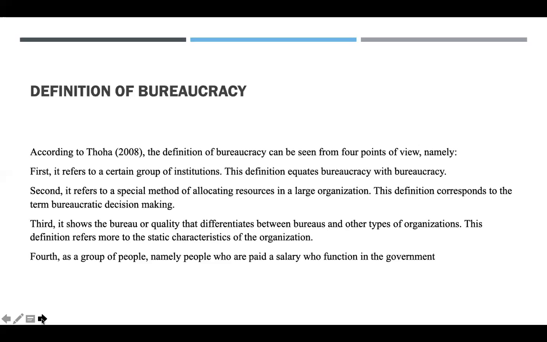So based on Toha, the scholar who tries to determine the point of bureaucracy, remember, he has 4 points of view. First is bureaucracy as institution. Second, bureaucracy as allocation of resources, a special method for decision making. The third one is bureaucracy as a type of organization, like it's all about the name. And then the last one is a group of people who are paid a salary to function in the government. So that's the definition.